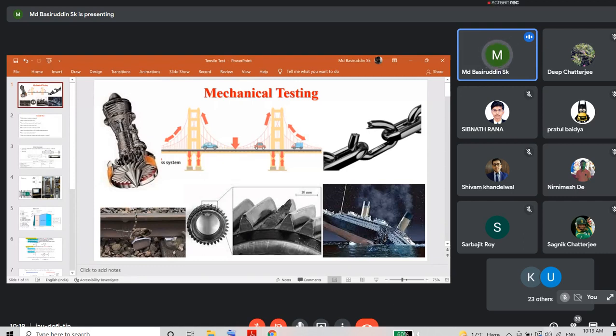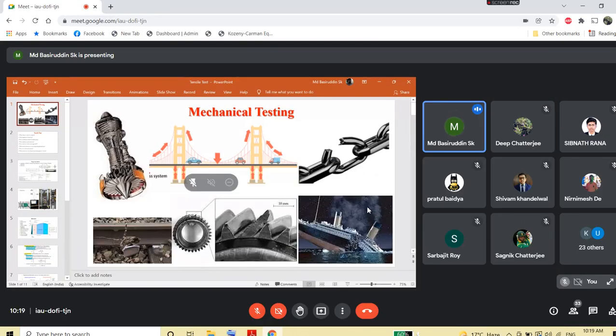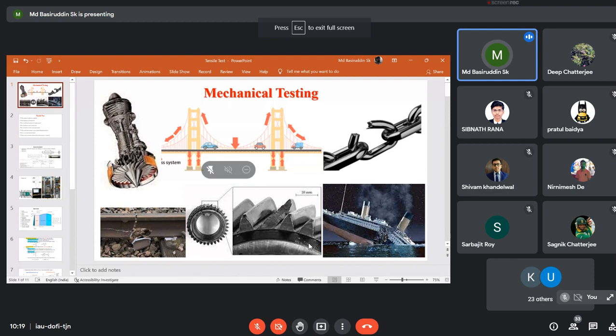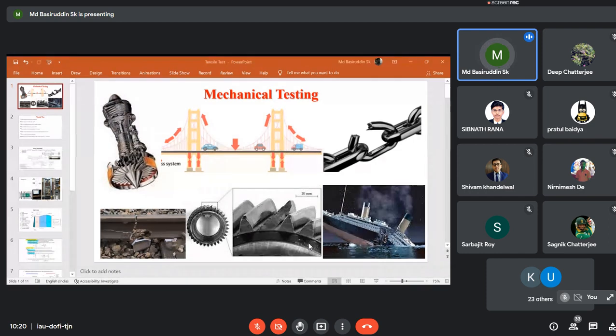Why we need to go for the mechanical testing. Here are just a few schematics, in practical scale, where we can show you why we need to do the testing of a material. Can you see the figures that I have attached here?